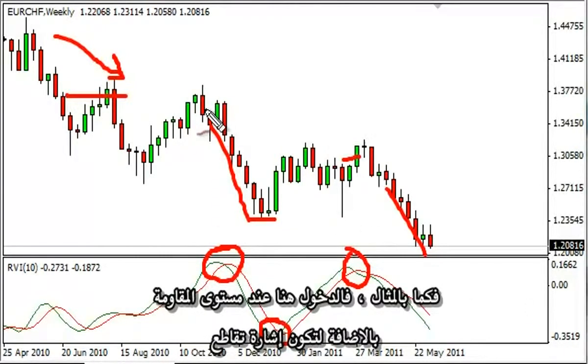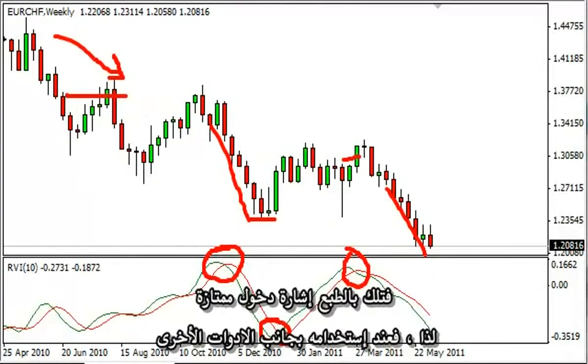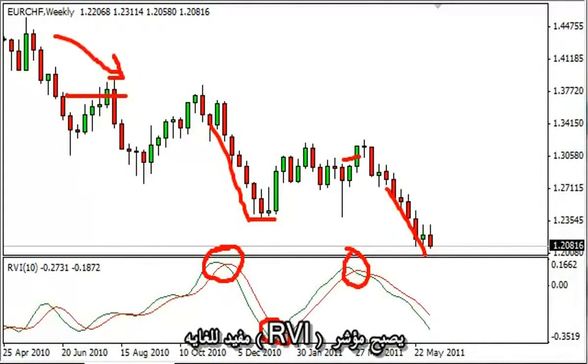For example, a perfect spot like right here. This was a bounce back up to a support and resistance level. We got a crossover. It was an excellent signal. So using it in the context of other systems, RVI can be very, very useful.